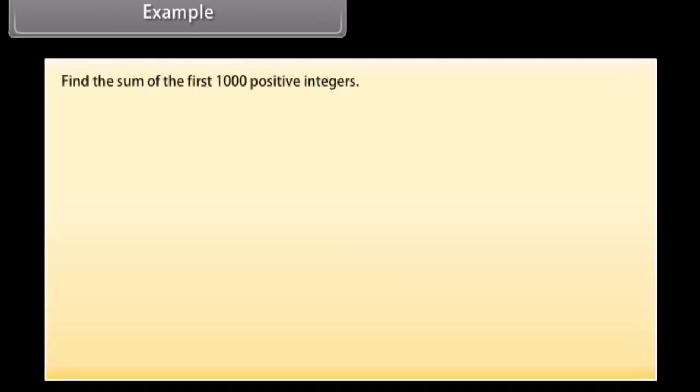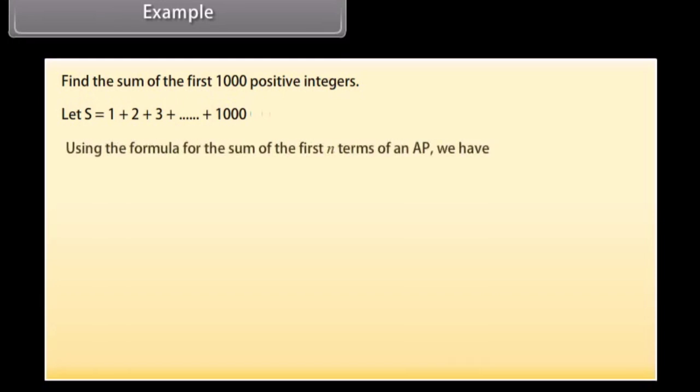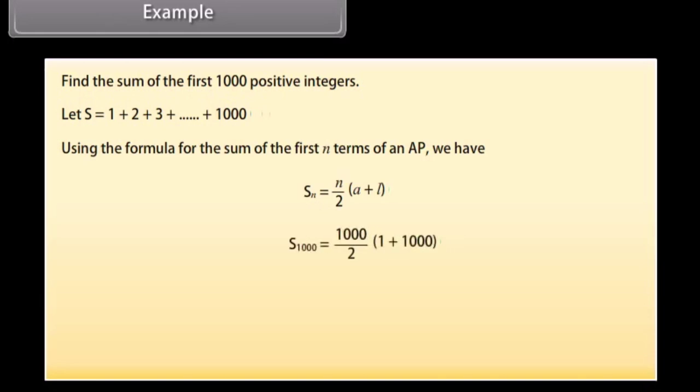Find the sum of the first 1000 positive integers. Let S is equal to 1 plus 2 plus 3 and so on plus 1000. Using the formula for the sum of the first n terms of an AP, we have Sn is equal to n upon 2 into A plus L. Substituting the value of n, we get S1000 is equal to 1000 upon 2 into 1 plus 1000.